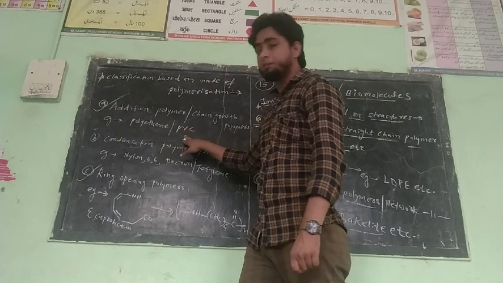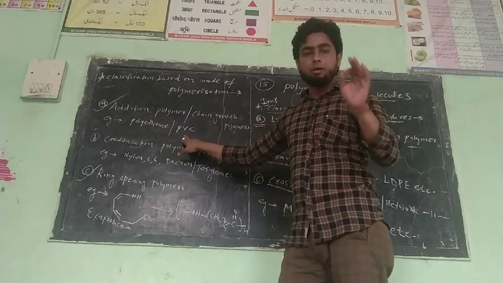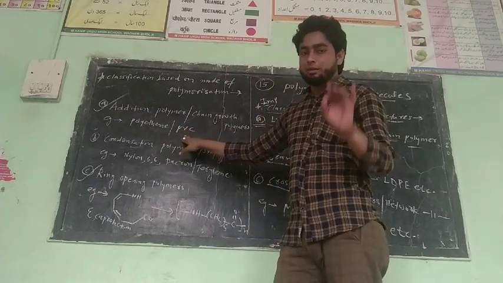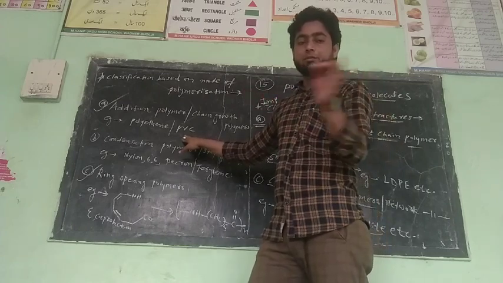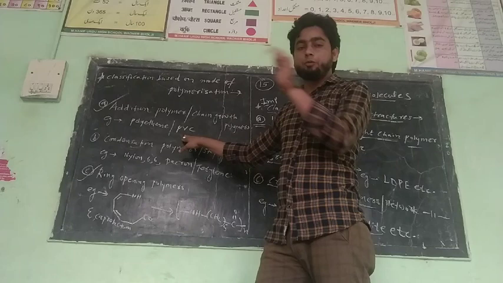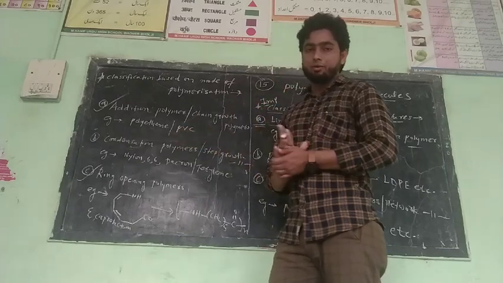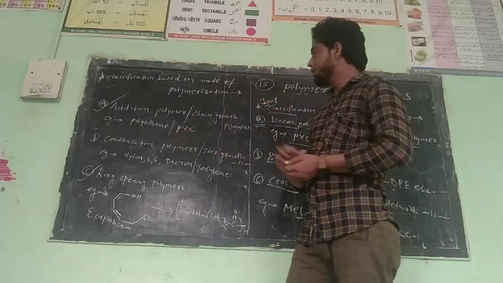Or second example, PVC, polyvinyl chloride. The PVC is used in pipes. You know PVC pipe, सुना आपने word? PVC pipe. So it is one type of polymer. What? Polyvinyl chloride. Clear? Okay.